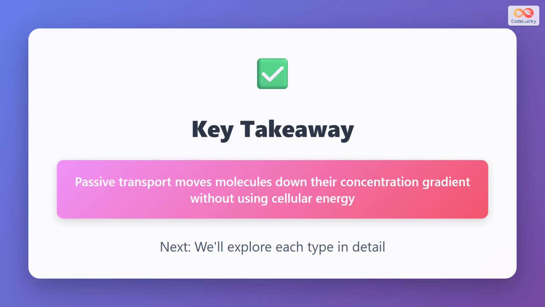The key takeaway from this lesson is that passive transport moves molecules down their concentration gradient without using any cellular energy. This process is automatic, efficient, and continuous in living cells. In the next lessons, we will explore each type of passive transport in detail, including simple diffusion, facilitated diffusion, and osmosis, to understand how each one works and why it is important for cellular function.